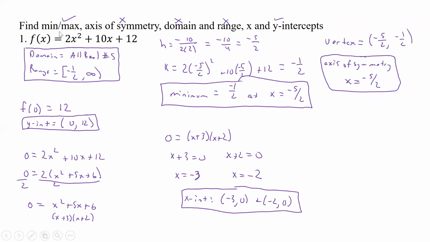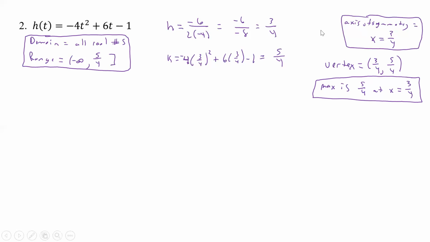And so now what else do we need? Min, now we have x and y intercepts only. All right, so y-intercept, so we just have to plug in 0 for the t in this case. So h of 0 equals, well, that's 0, and that gives us a negative 1. And so our y-intercept is equal to 0, negative 1. So that was pretty easy.